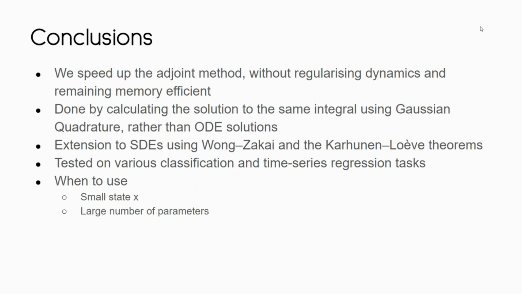So in conclusion, we speed up the adjoint method without regularizing the dynamics and remaining memory efficient. We did this by calculating the solution to the same integral using Gaussian quadrature rather than ODE methods. We extended this to stochastic differential equations using the Wong-Zakai and Karhunen-Loeve theorems, and we tested on various classification and time series regression tasks and found that our method scaled well with the number of parameters. We also determined that the best time to use the method is when we have a small state x but a large number of parameters.